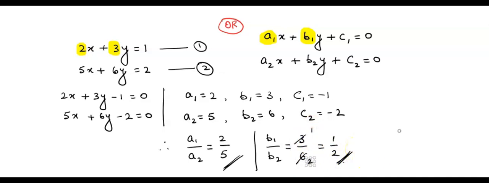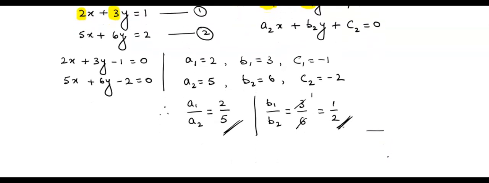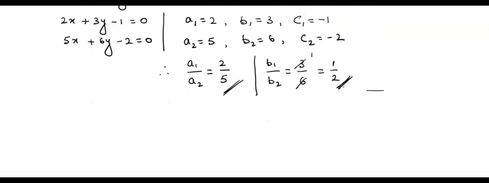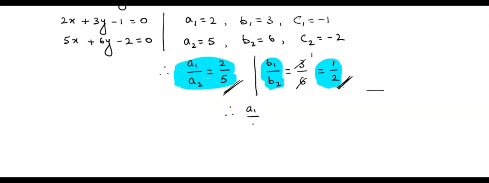Now as we can see here, a1 by a2 answer is 2 by 5. b1 by b2 answer is how much? 1 by 2. Are both the same? No, these both are different. So we can say that a1 by a2 does not equal b1 by b2.